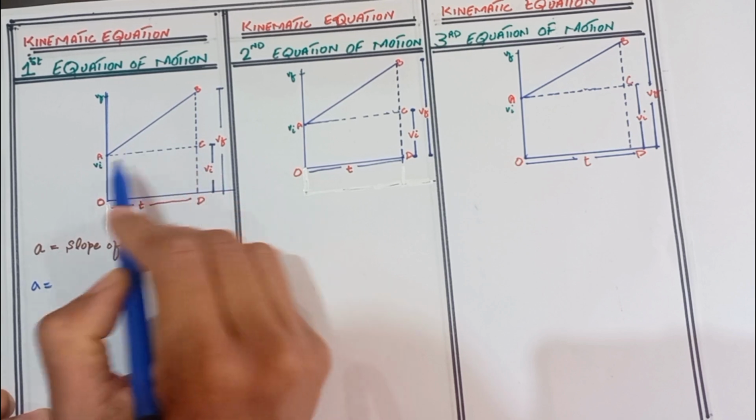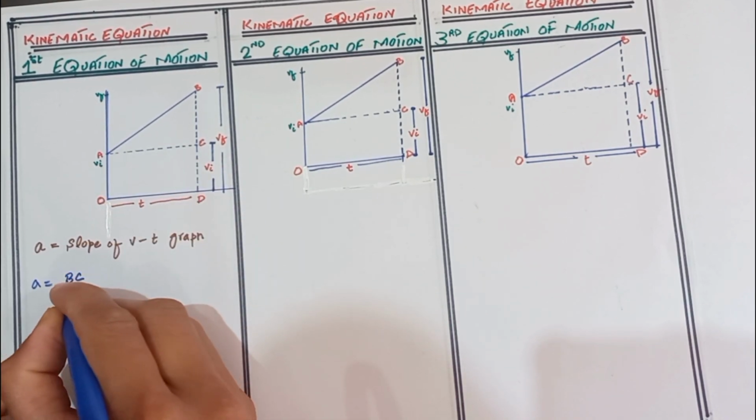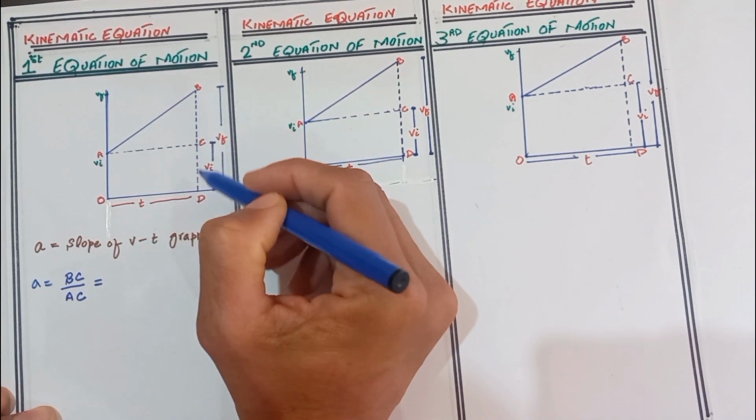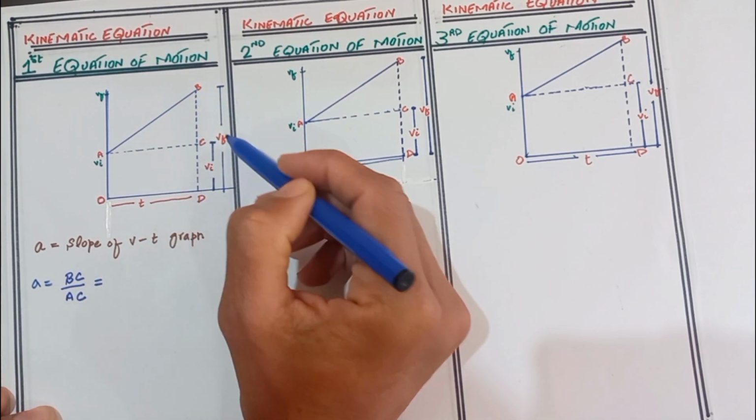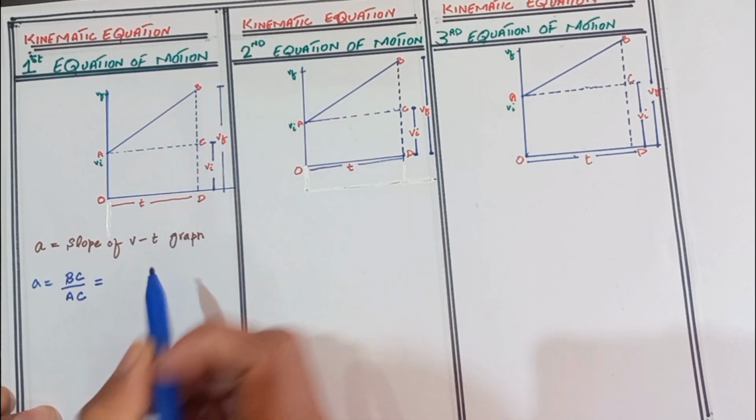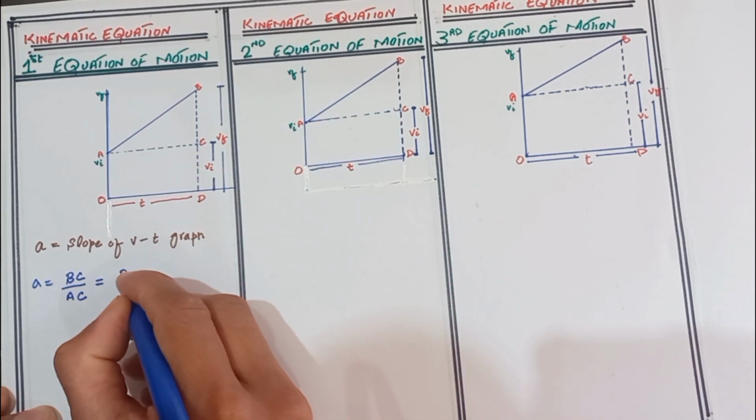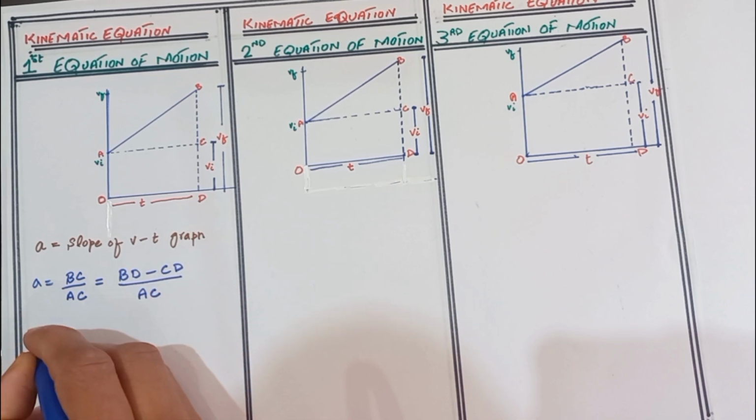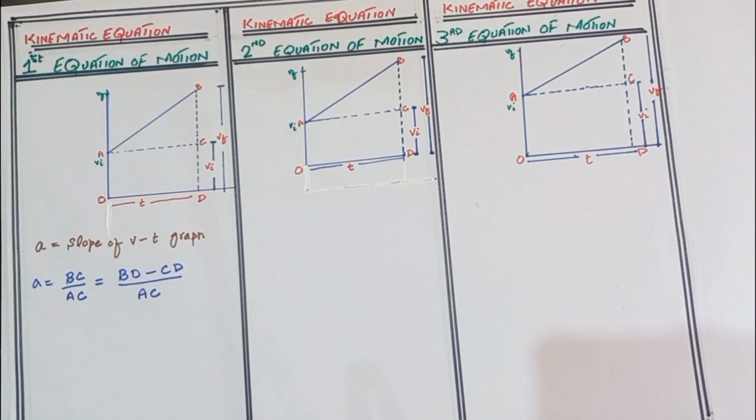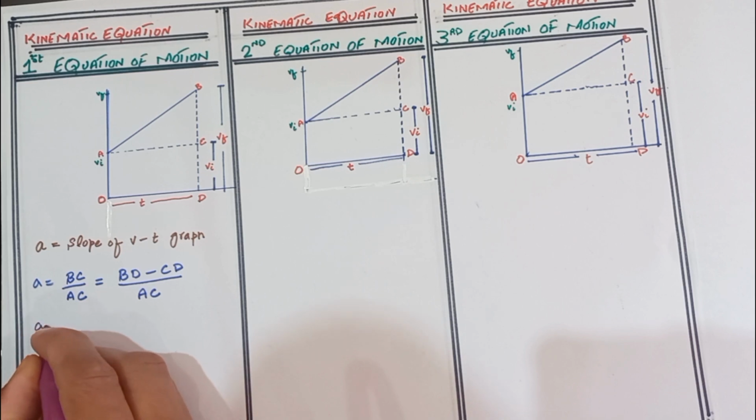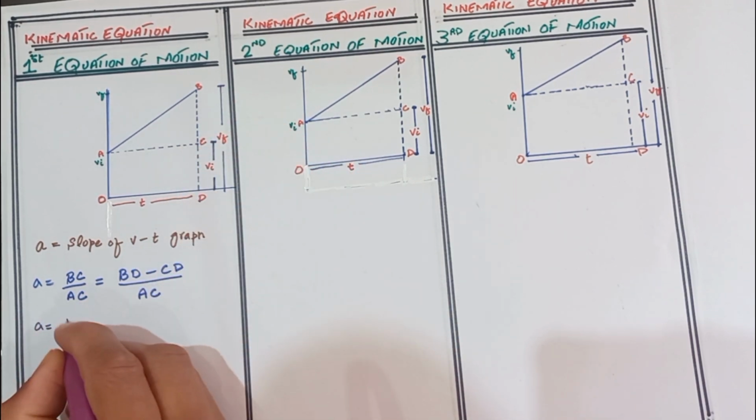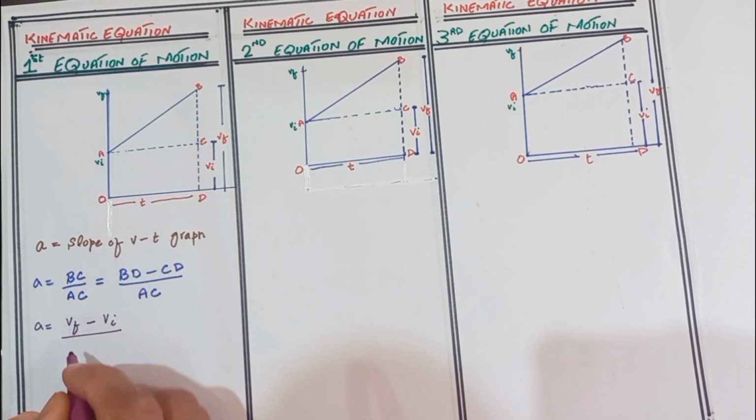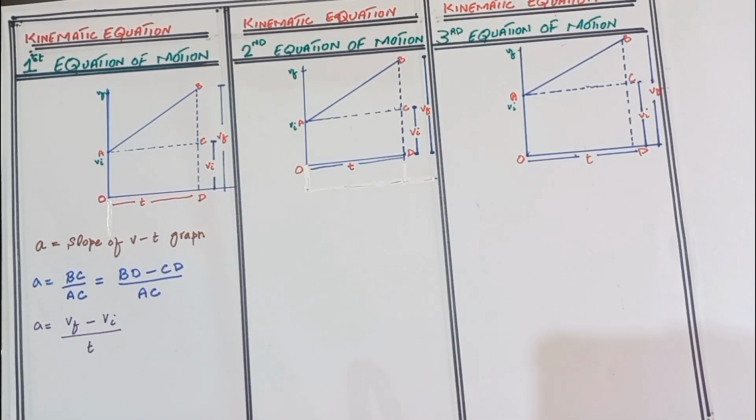BC, the vertical distance, over AC, the horizontal distance. BC can be found from the total distance BD, which is equal to Vf, and CD, which is equal to Vi. So BC is equal to BD minus CD, over AC. So here we can write that BD is equal to the final velocity, CD is equal to the initial velocity, and AC is equal to time t.